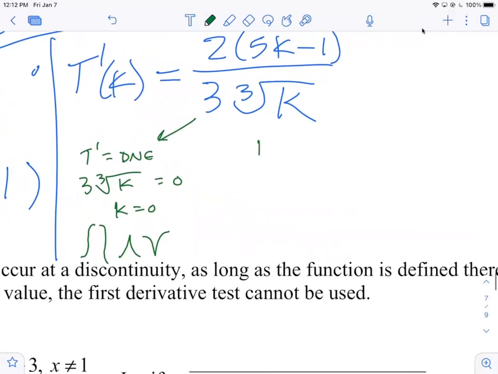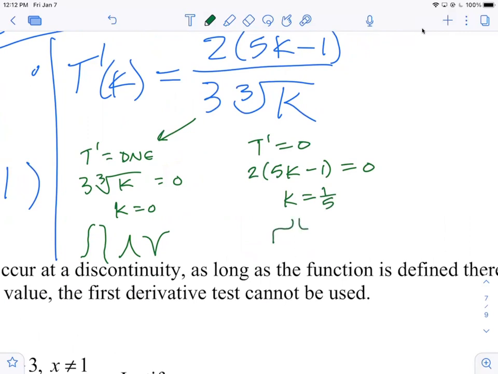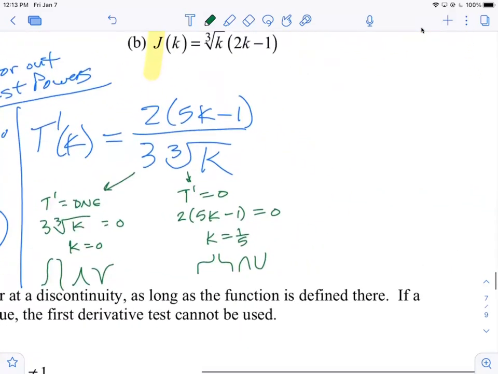Then we say that t prime of k equals 0 when the numerator is equal to 0. And then we solve that, divide by 2, add 1, and divide through by 5, we get 1/5. And that's going to be one of these guys. It's going to be like increasing x cubed, decreasing negative x cubed, or one of those. So again, in 2 of the 4 situations, it will be a local max or min, and the other 2 it won't. And now we're at the point where we have to determine from the information of the first derivative whether or not they are. And so that's where the number line chart comes in.